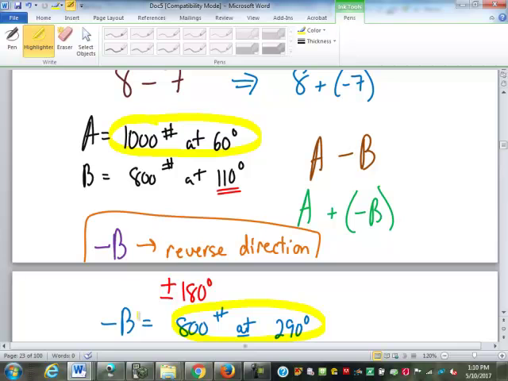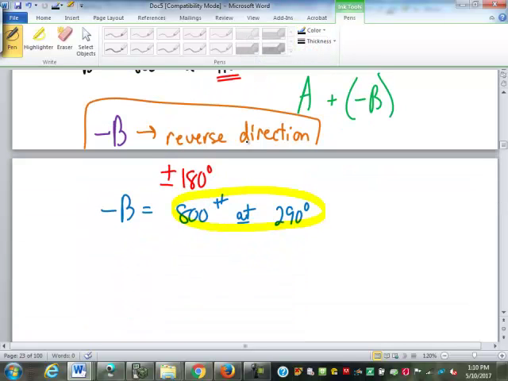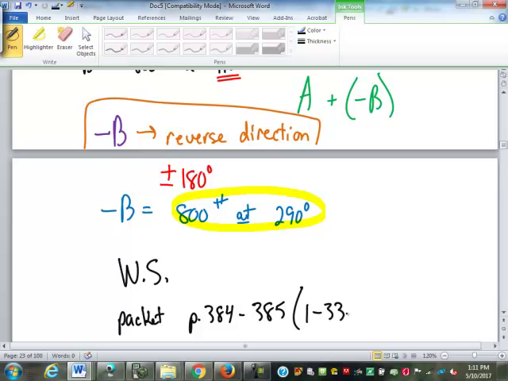I feel like I gave you quite a mouthful to work with there today. So for homework, you have that worksheet I gave you, and also in that packet I gave you, it's going to be page 384, 385, 1 through 33, the odds.